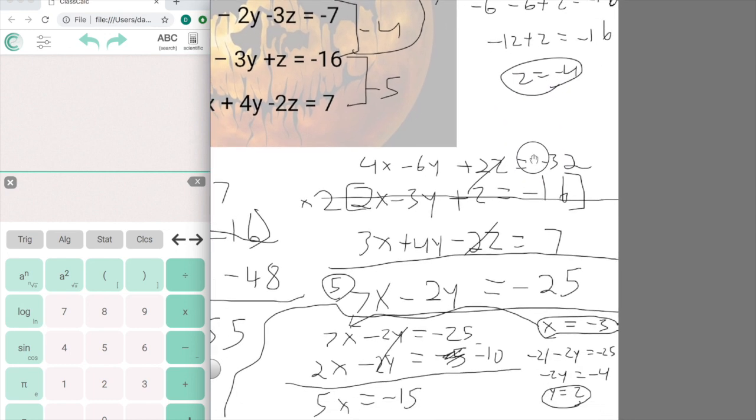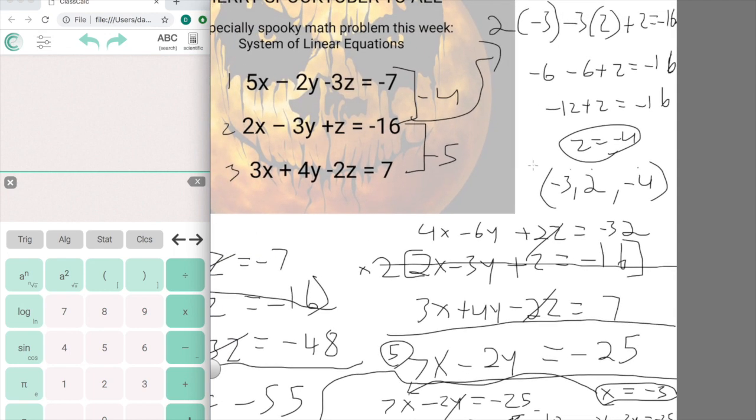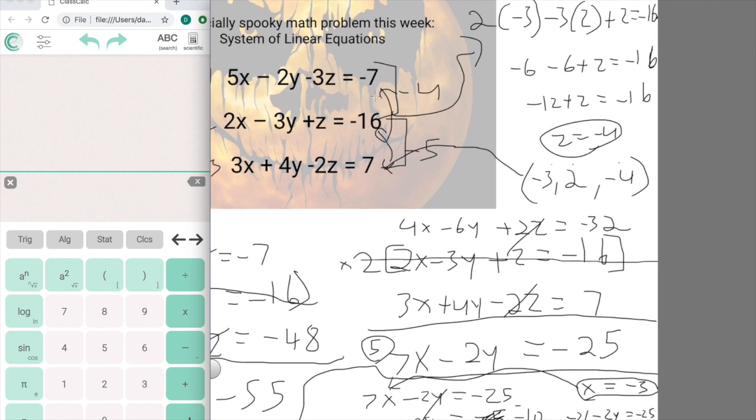And that's the correct answer, folks. It's going to be x is negative 3, y is 2, and z is negative 4. And you can always check them by just plugging them into your original 3 equations, and they should all come out true. If even one of them comes out false, you might have been doing something wrong. So you can easily check them by always plugging in x, y, and z into these 3.